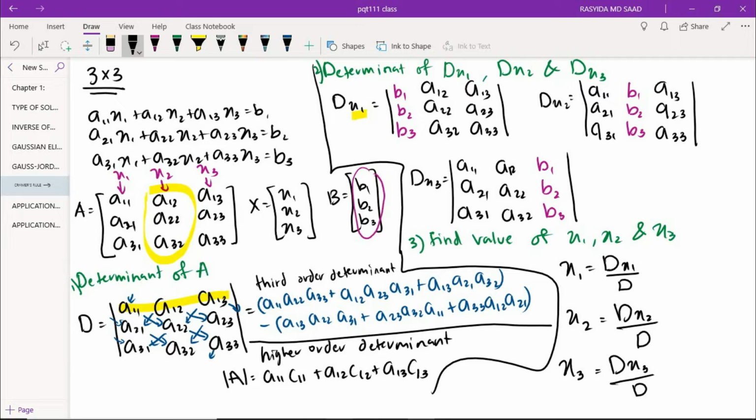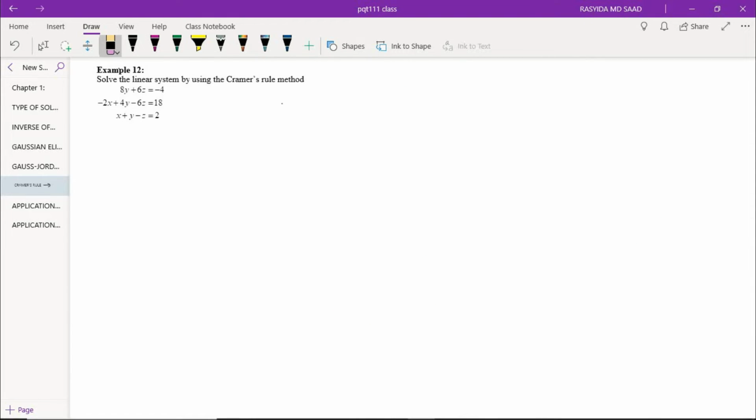Okay, so next we're going to look at an example of Cramer's rule, on how to solve a linear system by using Cramer's rule. Right now let's solve the linear system by using the Cramer's rule method. We have 8y plus 6z equal to negative 4. The second one is negative 2x plus 4y minus 6z equal to 80, and then x plus y minus z equal to 2.